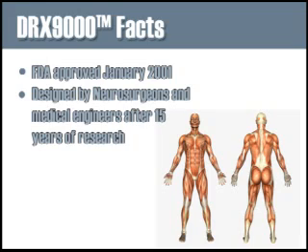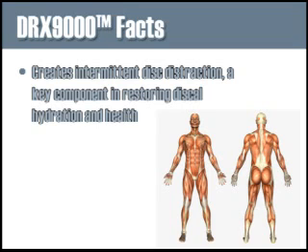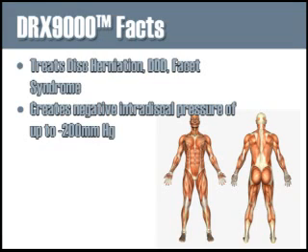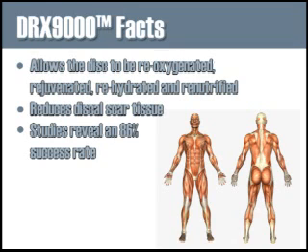Now the DRX 9000 received its FDA clearance in January of 2001. It was designed by neurosurgeons and medical engineers after 15 years of research. The DRX actually creates intermittent disc distraction, which is a key component in restoring discal hydration and health. What it is used specifically for is disc herniation, degenerative disc disease, and facet syndrome, and it creates a negative intradiscal pressure of up to negative 200 millimeters of mercury. So you're creating a negative state of gravity at the disc, which allows the disc to be reoxygenated, rejuvenated, rehydrated, and renutrified. And that's the key component of why the discs degenerate in the first place. They're not getting the proper nutrition because the joint isn't experiencing proper motion.